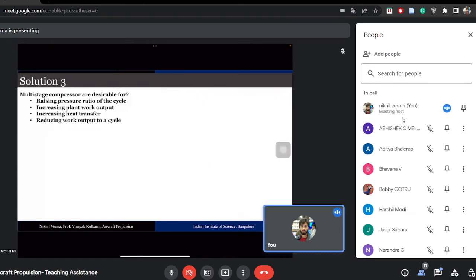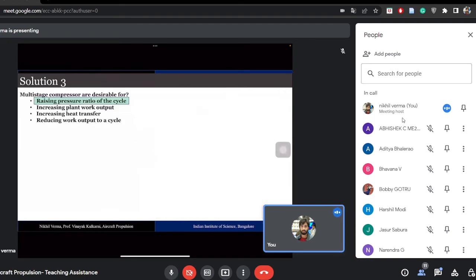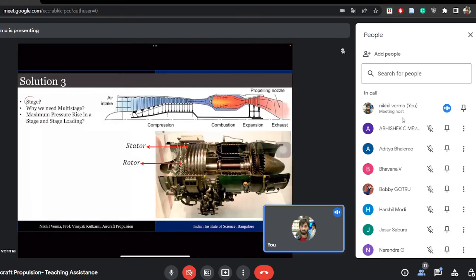Coming on to question number three: the multi-stage compressor is desired for which process? The correct answer is raising the pressure of the cycle. So let me answer, what is a stage? This term is a little rich in nature. What does a stage represent?